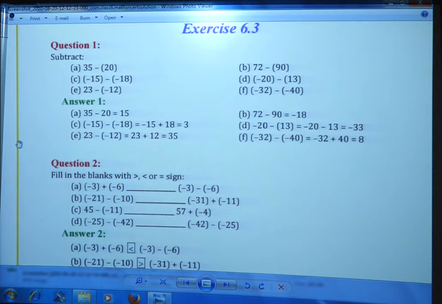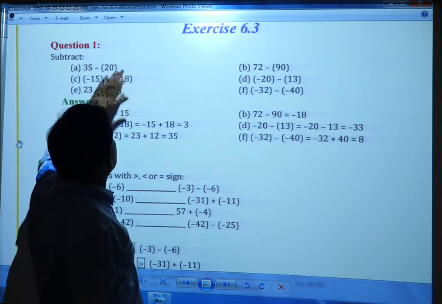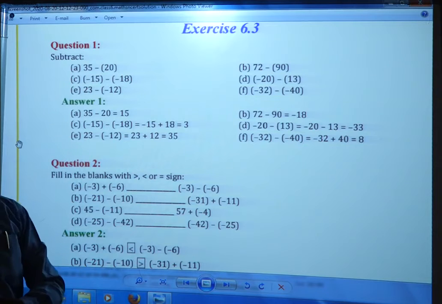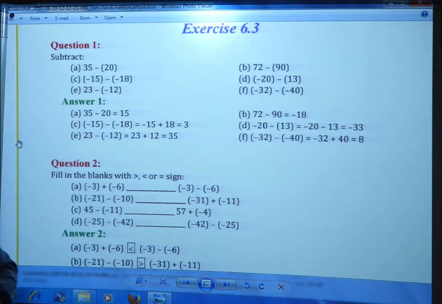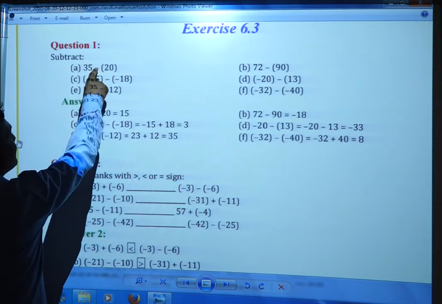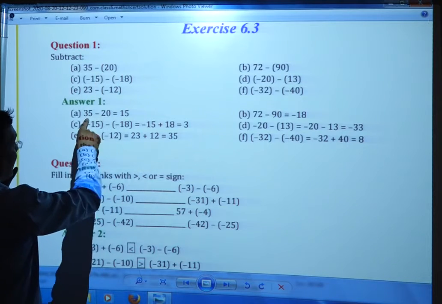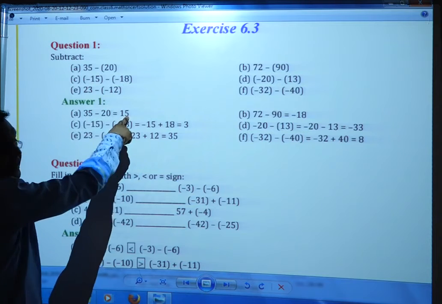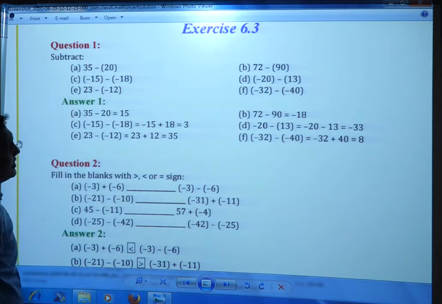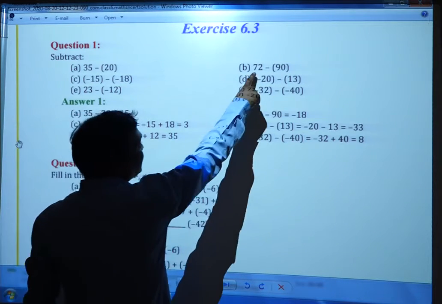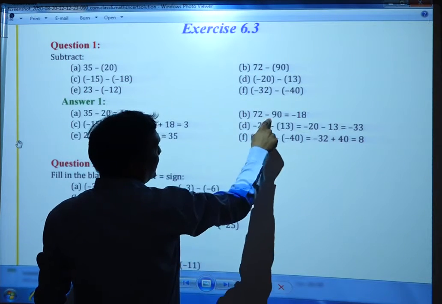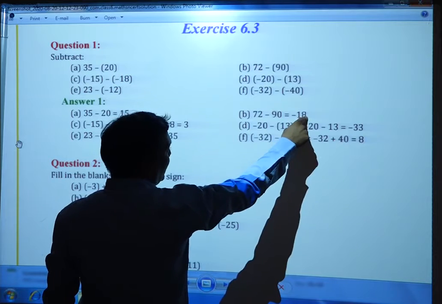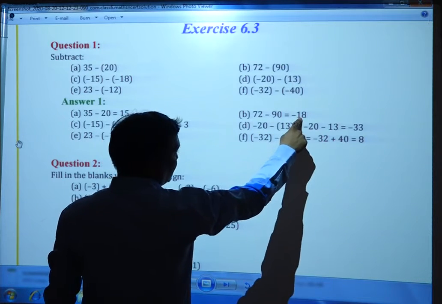This is the last exercise of the 6th chapter. Exercise number 6.3. First question, subtract. Now before, we saw all the additions, now we will see the subtraction. What happens here? 35 minus 20. One is in minus, one is in plus. So when you do the minus, the answer you will get is 15. Second question is 72 minus 90. One is in plus, one is in minus. Subtract. 90 minus 72, 18. Minus number is bigger, so minus sign.